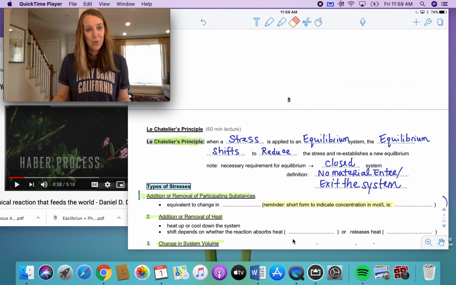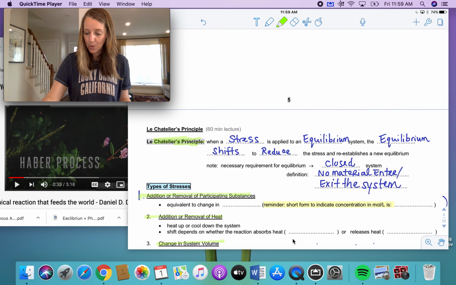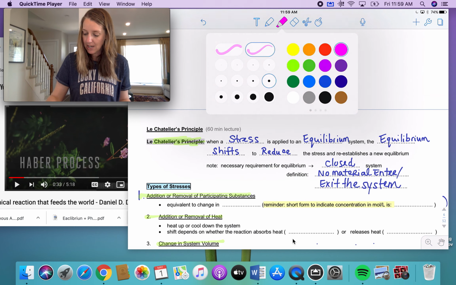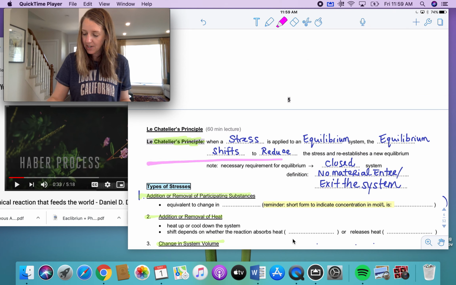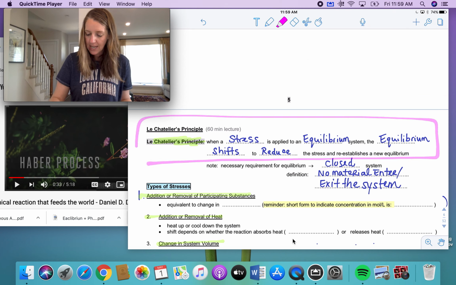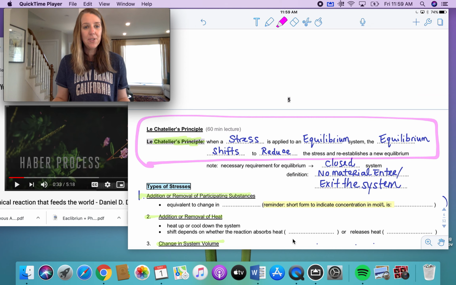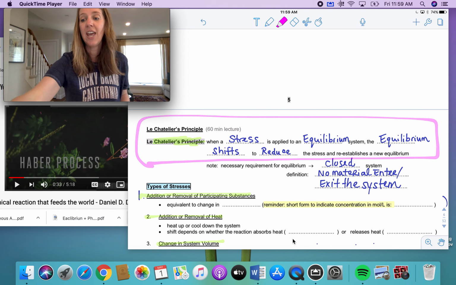Okay? All right, so what is Le Chatelier's Principle? Well, this is the wording you're going to use when you talk about Le Chatelier's Principle. Here's your definition right here. And it simply is about what happens to a system at equilibrium. And remember, when we're talking about a system, we've got a closed system, so nothing's going to enter or exit.